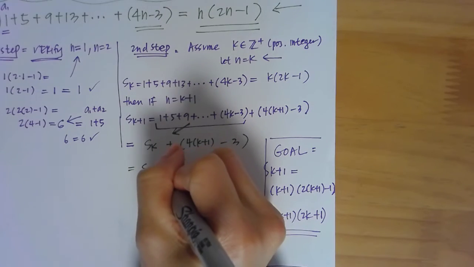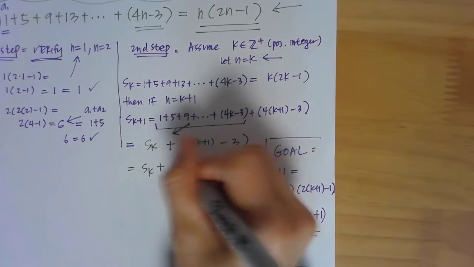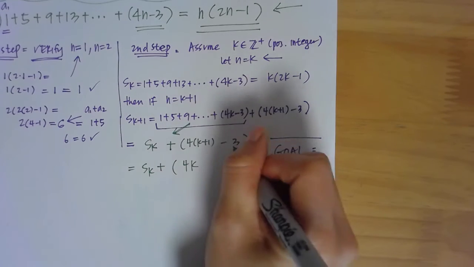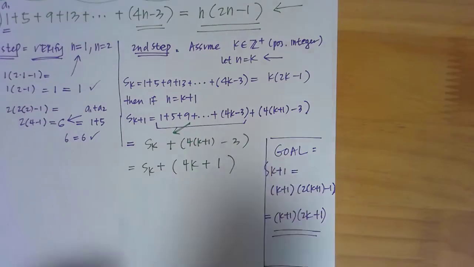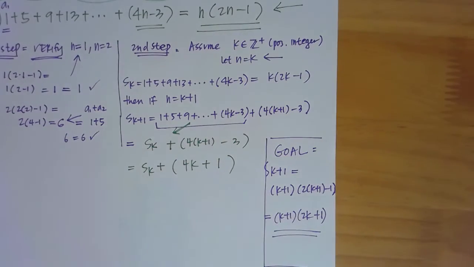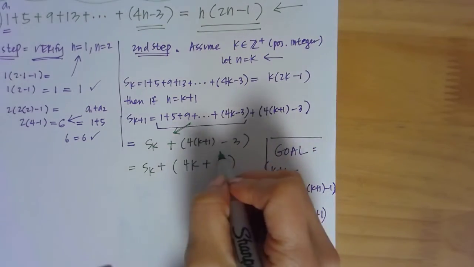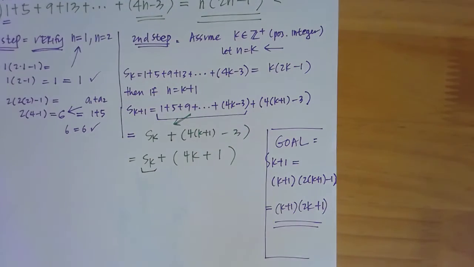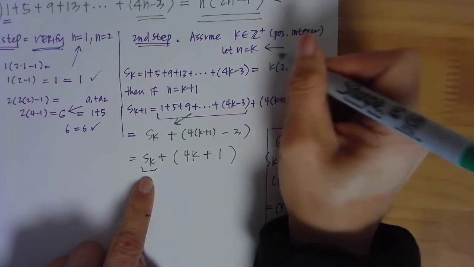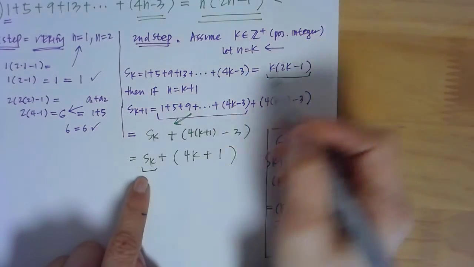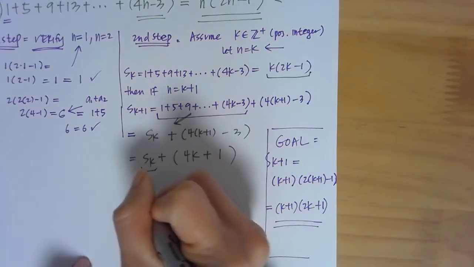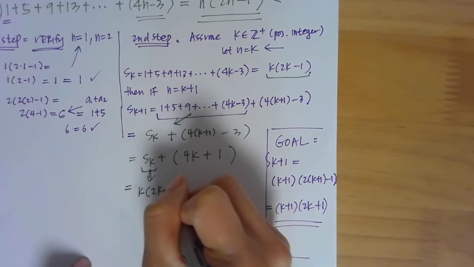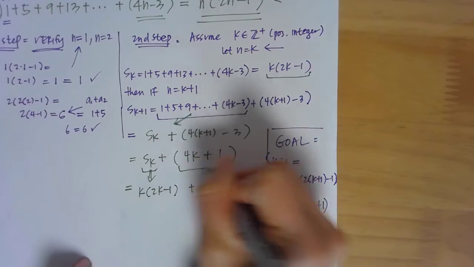Now, we have s sub k plus, when I simplify all this, I get 4k, because 4k plus 4 minus 3, so it's going to be plus 1. So I have that. But wait a minute, I know that this whole thing is s sub k. But don't you know something about s sub k? Don't you know that s sub k is actually equal to this? Isn't s sub k actually this sum here? So what are you going to do? You're going to replace it with what you know, substitute. 2k squared minus k, plus this part here comes down.